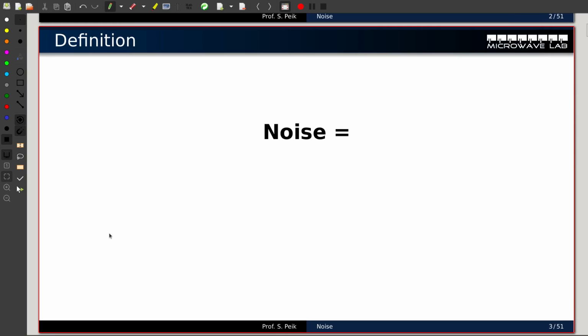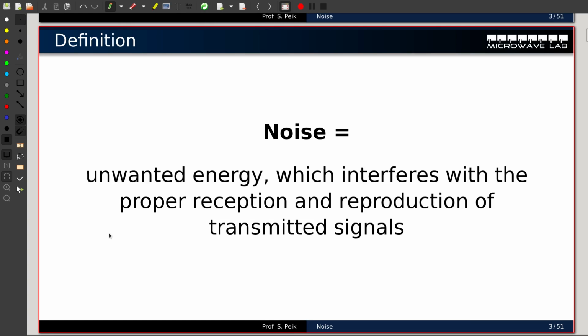I have my own definition for noise. It slightly differs from engineer to engineer. In my definition, noise is just unwanted energy which interferes with the proper reception and reproduction of the transmitted signal. Whatever we receive and can suppress, or is out of band, is not really considered noise, because it doesn't interfere with the reception of my signal. Okay, let's take a look at noise and let's characterize what noise is.